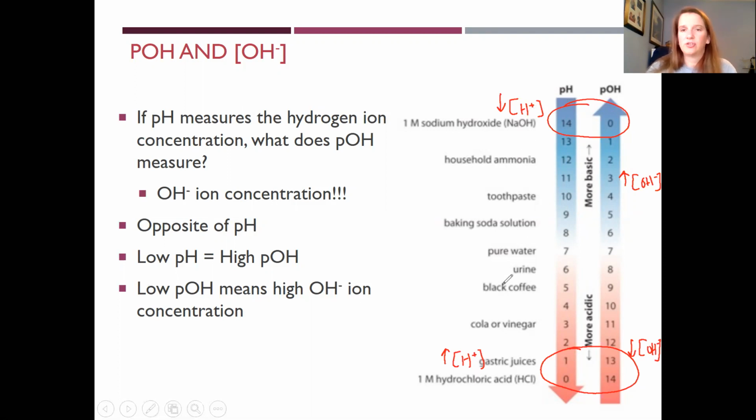Ion concentrations and their scales are opposite of each other. They're all inverse relationships. When we're talking about a high pOH, we're talking about low OH concentrations. When we're talking about a low pOH, we're talking about lots of hydroxide ion concentrations. Kind of the opposite of what we were discussing with the pH scale.